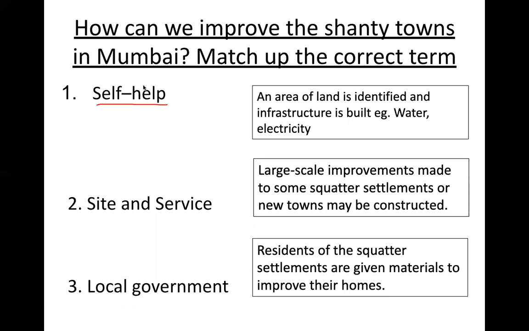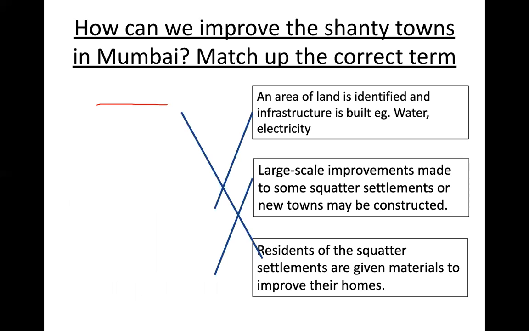Which one will be self-help for the residents? Which one will be local government improvements? And which one will be site and service, where people are given land and their own ability to improve? Okay, so take a minute, pause the video. Okay, so let's take a look.